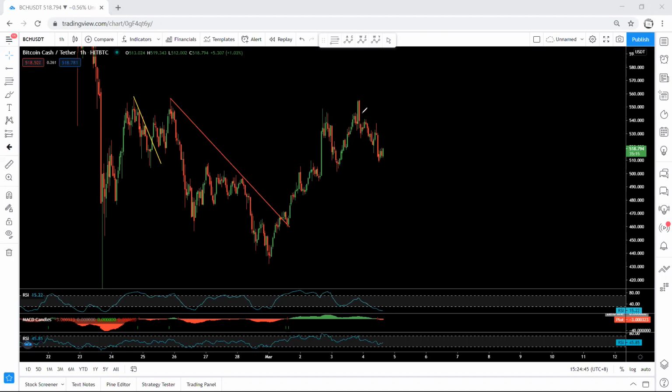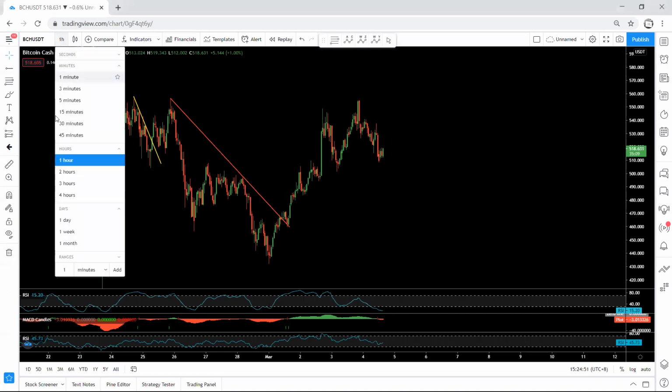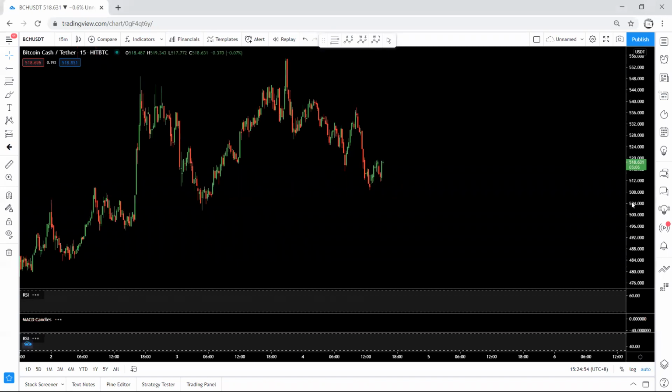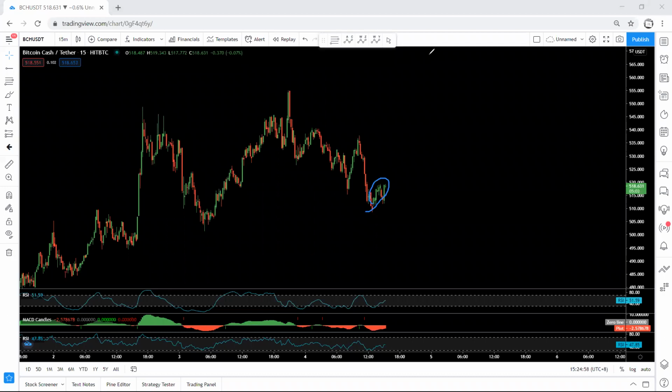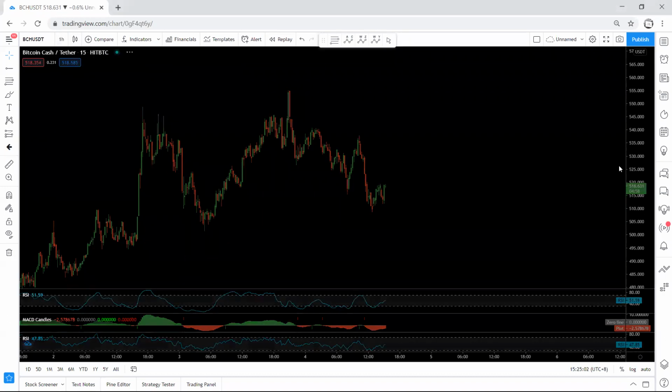By the way, as we can see here, any small correction we get, if you want to look for sell, any sell will be a short-term sell. If we move to 15 minutes, we see right now, if anyone wants to look for sell, this is the only thing they can look for. But it's not a good trade setup, and it's better we just stay away.